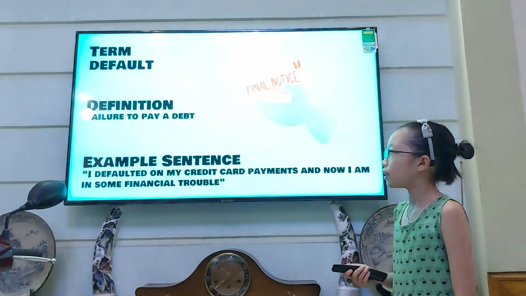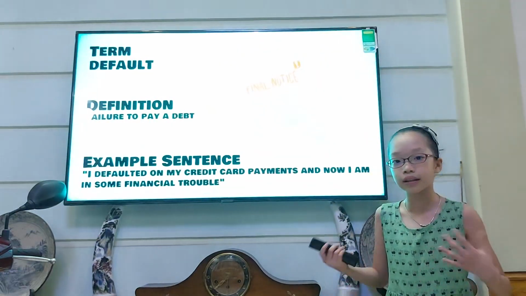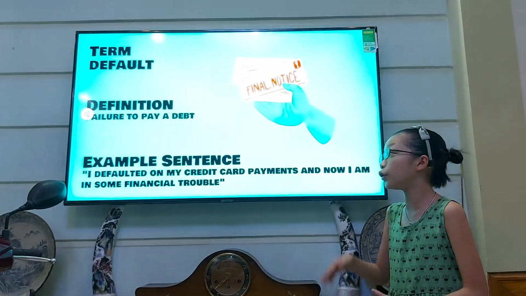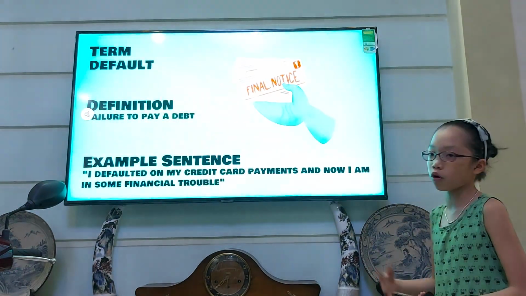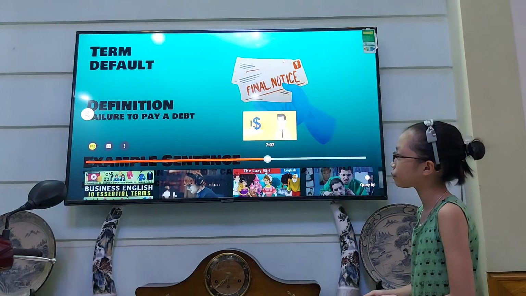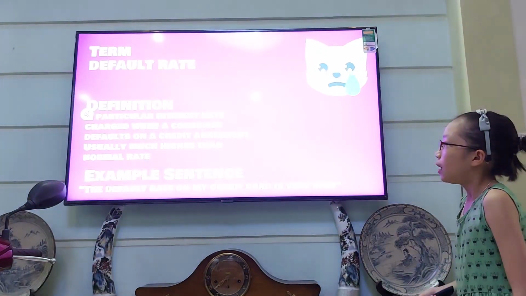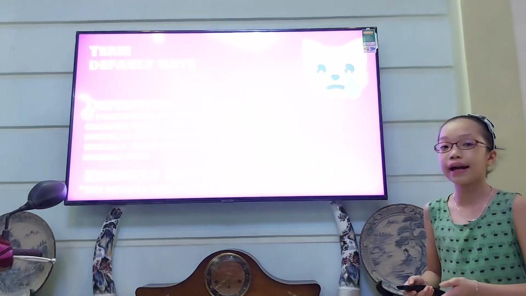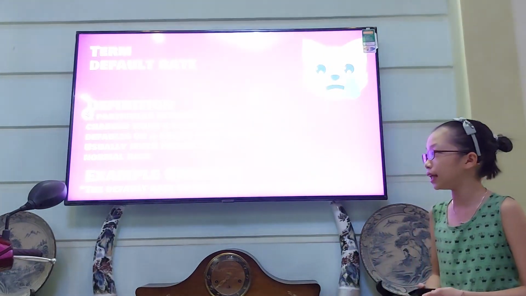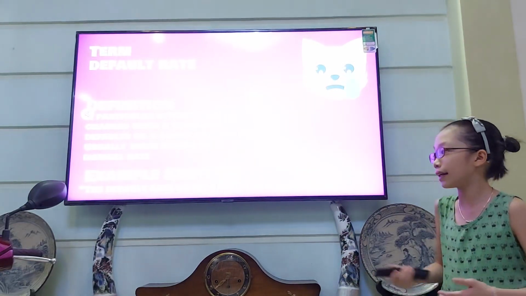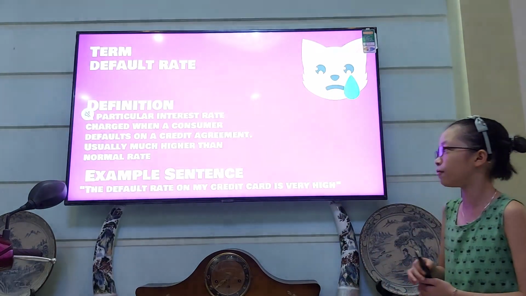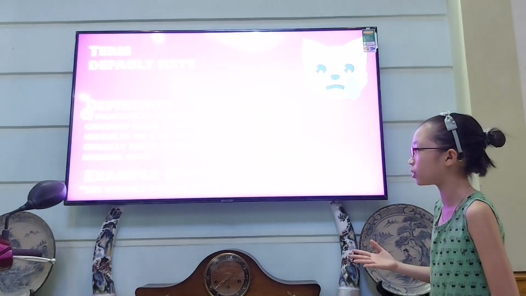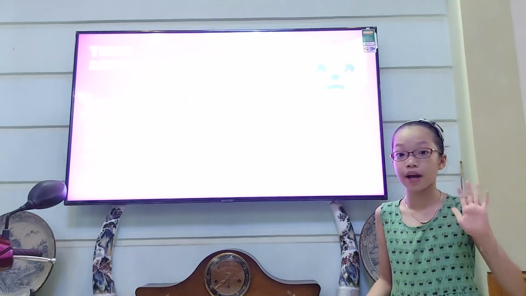And we have default. Card payments. And now, of course, we're in big trouble in financial things. And we have default rate. Default rate is a particular interest rate charged when a customer or a consumer defaults on a credit agreement, usually much higher than a normal rate. So for example, the default rate on my credit card is very high, which is a sad thing, because it's charged when a consumer defaults on a credit agreement. So now it's very high and we have to pay all of it.